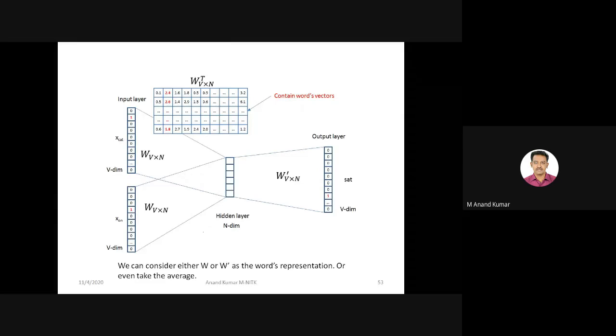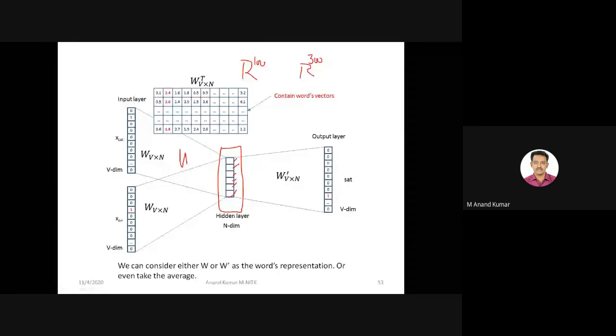I hope you remember that I said something about R100 and then R300, which says about the dimension of the word vectors. That is decided by this hidden layer. The size of the hidden layer says the size of your vector. Suppose you want a 100-dimensional vector for each word, you fix 100 neurons here. The input you pass to the random W gives you some output.